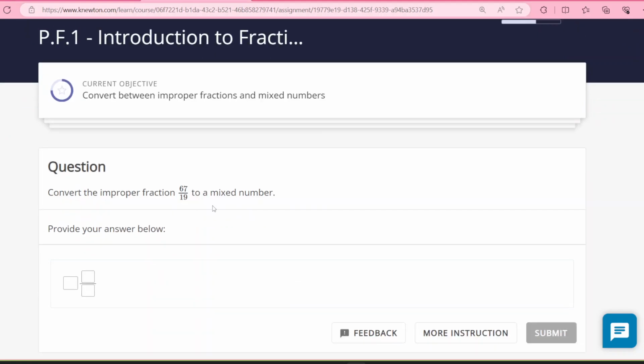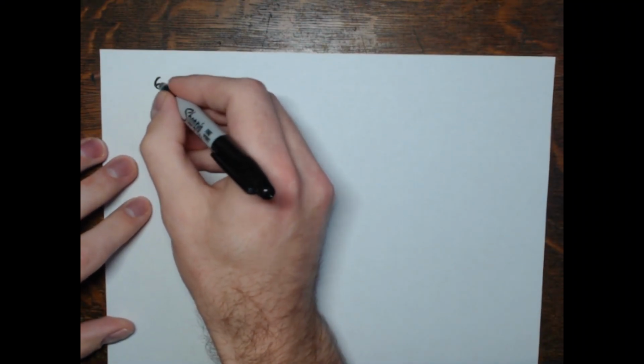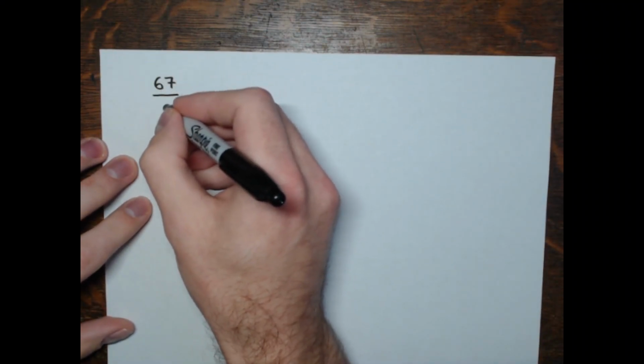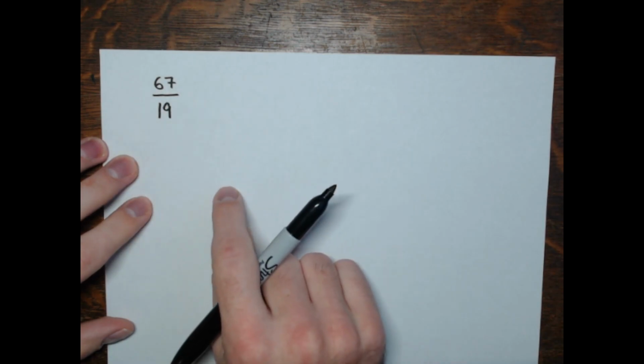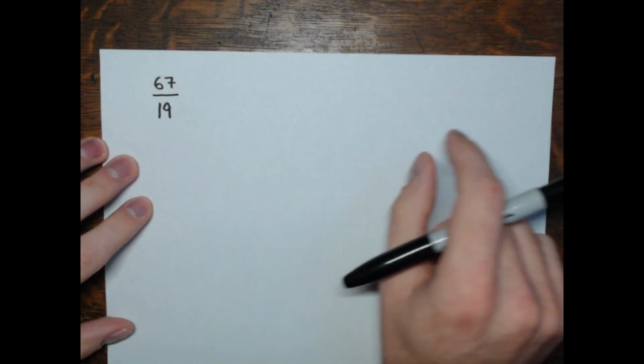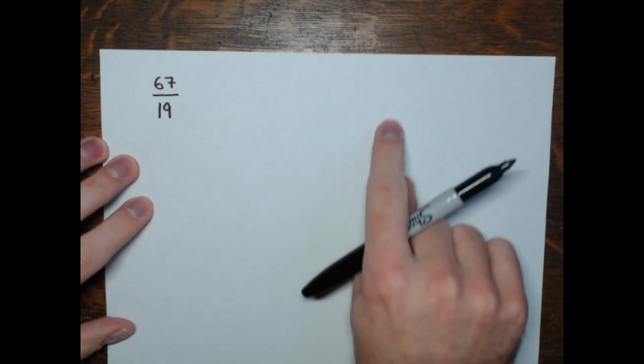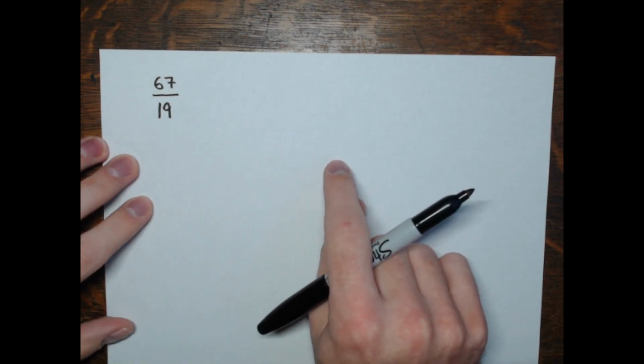So this is something where I'm just going to do the division this time. As you've seen a couple of these now. So let's change 67 19ths to a mixed number. This is an improper fraction to start. So we're given 67 19ths. So again, imagine I have a whole, break it up into 19 pieces.